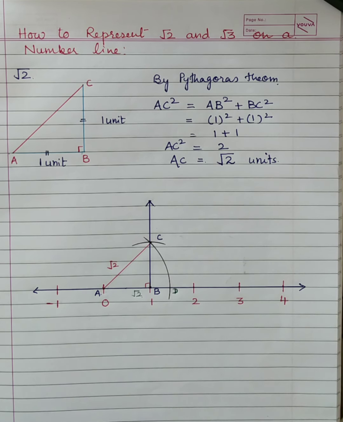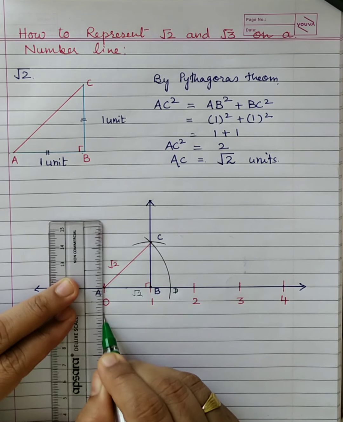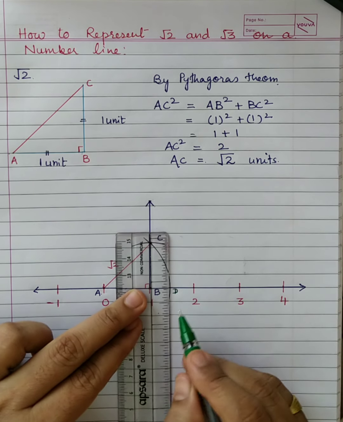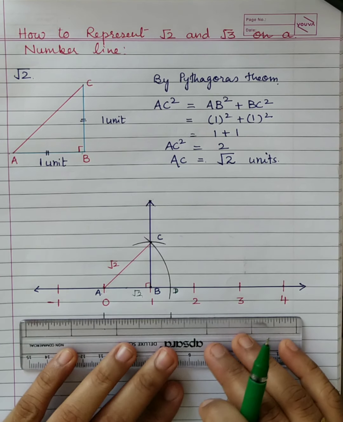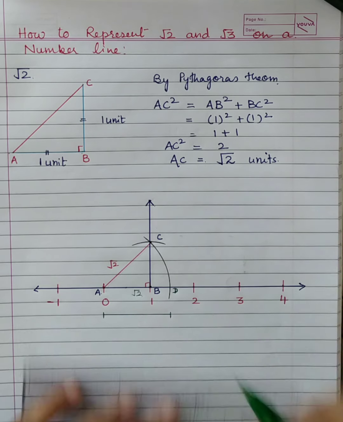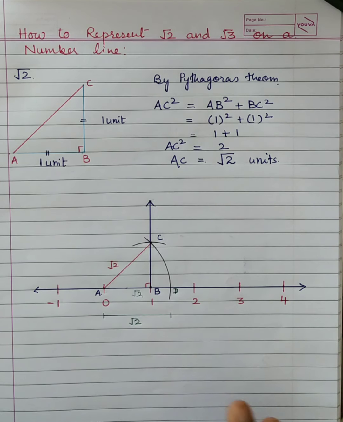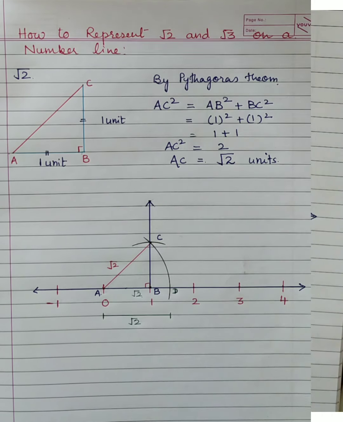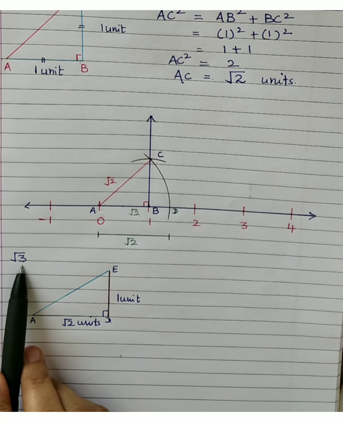More clearly I will show you. See, from 0 to this point which I have named as D, this length equals under root 2. This is how root 2 is obtained on the number line. Now let us see how to represent under root 3 on the number line.